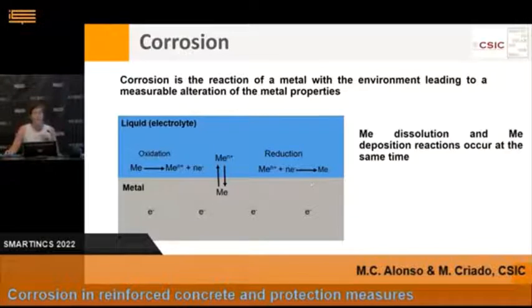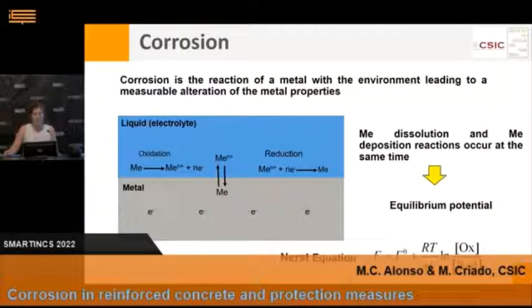When the metal dissolution and metal deposition reactions occur at the same time, the equilibrium potential is reached. This equilibrium can be calculated by the Nernst equation. This equation includes the potential, the standard potential, which is zero, valid under standard conditions, and the concentration of the oxidized and reduced state. In this case, we can see this equation doesn't depend on the pH, but in other reactions and other systems, it is considered.